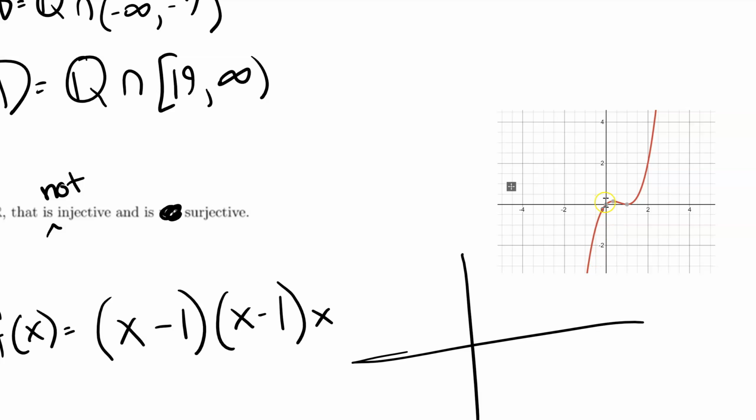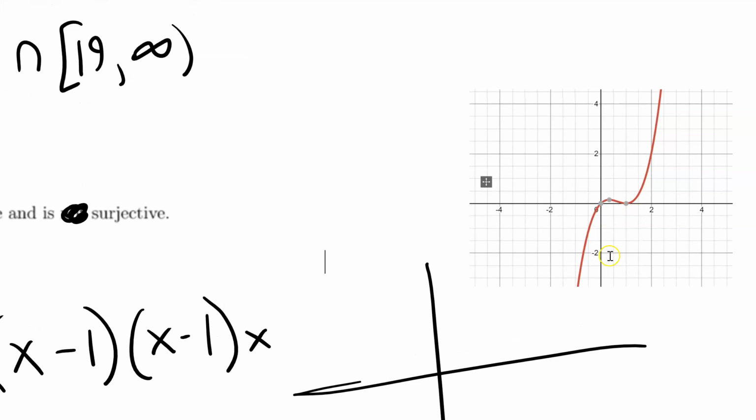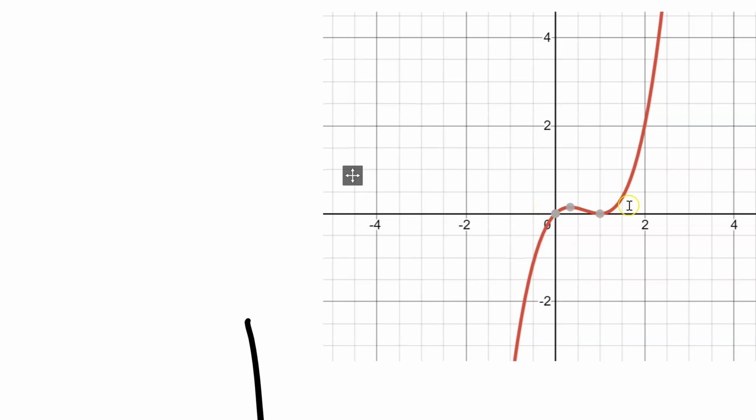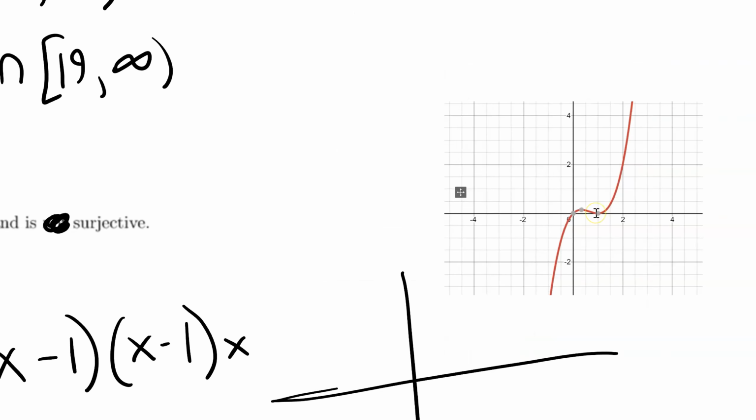Okay, so as you can see, sure, it's not a huge bump or whatever, but it does not pass the 1-to-1 test. Oh, we could just look at the 0.